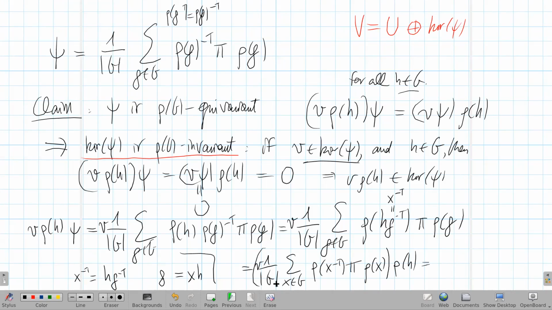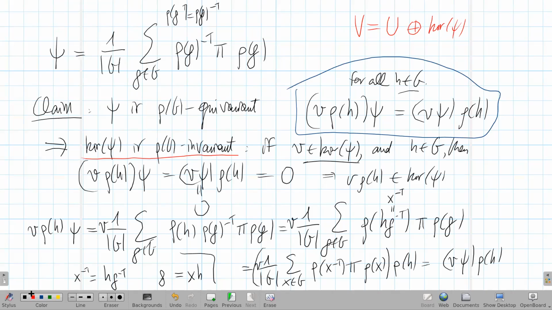And see what I've done. I have just changed the name of the variable, but this is the dummy variable, variabile muta, over which I'm summing. So this is V psi rho H. So the rho H has come out. And this is exactly what this averaging does. We saw the same when we discussed inner products with respect to which the rho g are equivariant. So we have proved that psi is rho g equivariant, meaning this fact here.